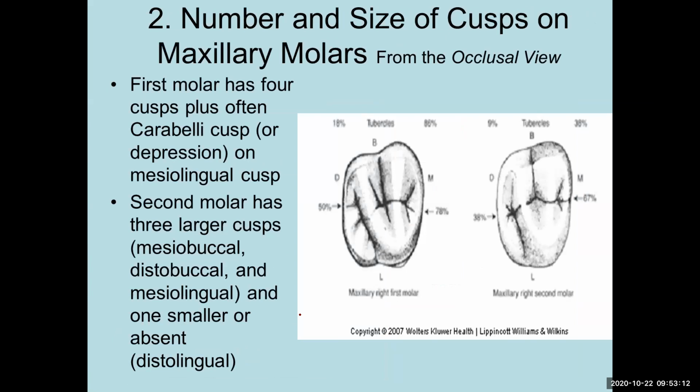Okay, so now we can compare. The picture's a little fuzzy, but the second molar has 3 larger cusps, and that distal lingual cusp is small compared to the first molar. The occlusal pattern is much shallower on the second molar than it is on the first molar.